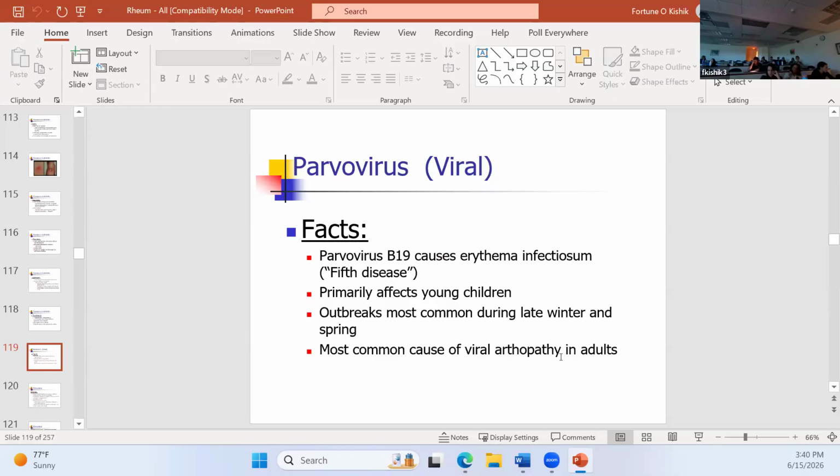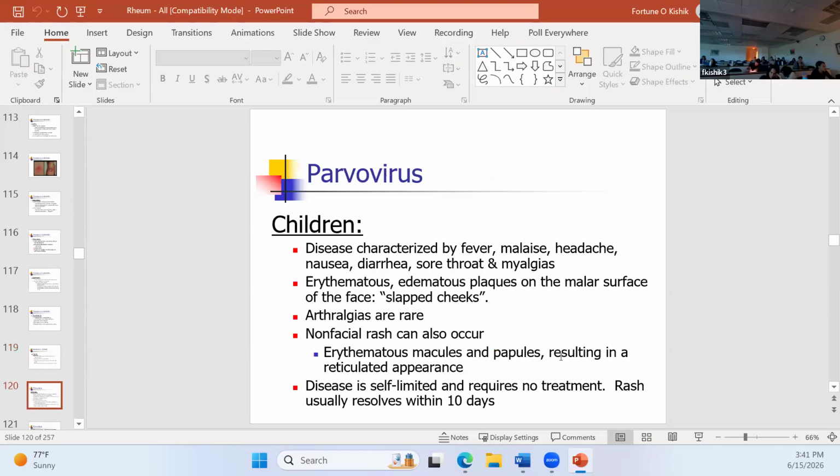In kids, it's cute, right? Because these kids come in and they're not feeling so well, they have a fever, and they're coughing, with flu-like symptoms and so forth. And we tend to see this between the late winter and spring. In kids, it's very easily characterized in the sense that not only do they have fever, sore throat, nausea, diarrhea, all the non-specific symptoms, but the way it gives itself away in kids is you have erythematous, edematous plaques that start forming on the malar surface of their cheeks.